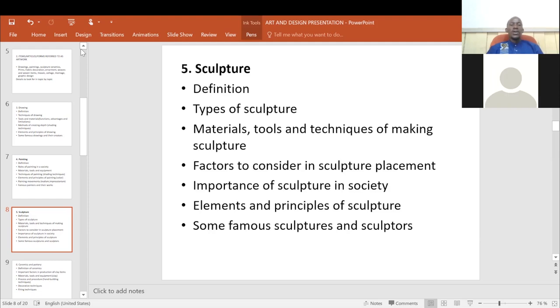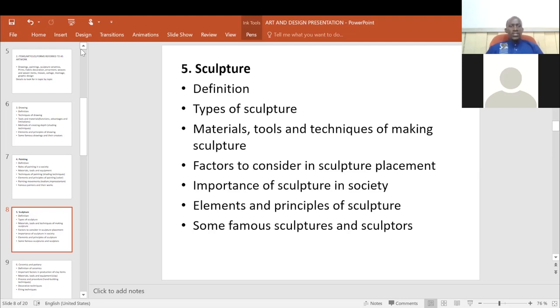We have what we call relief sculpture, and then we have sculptures in the round. Let the candidates, or rather the learners, be able to tell the difference between the types of relief sculptures. Then we have sculptures in the round. Again, let them mention the types of sculptures in the round. Some types of relief sculpture, we have bas relief sculpture, we have intaglio. Some types of sculptures in the round, we can talk about mobile sculptures, and we can talk about statues.